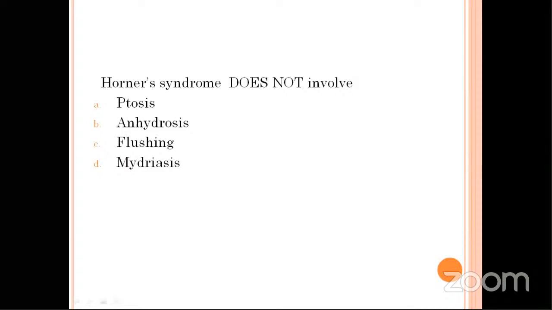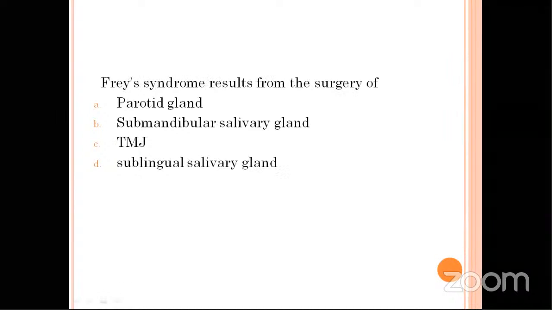Horner's syndrome does not involve ptosis, anhidrosis, flushing, mydriasis. Horner's syndrome is again a triad of absence of sweating, drooping of the eyelid, and the pupil size will be small. So the option is mydriasis. Frey's syndrome results from the surgery of parotid gland, submandibular salivary gland, TMJ, sublingual salivary gland. So it's an injury to the auriculotemporal nerve due to the surgery of parotid gland, and it's tested by means of the starch iodine test. Okay. Gustatory sweating.